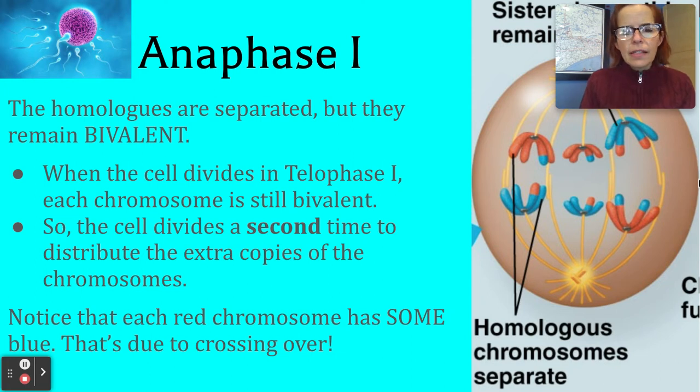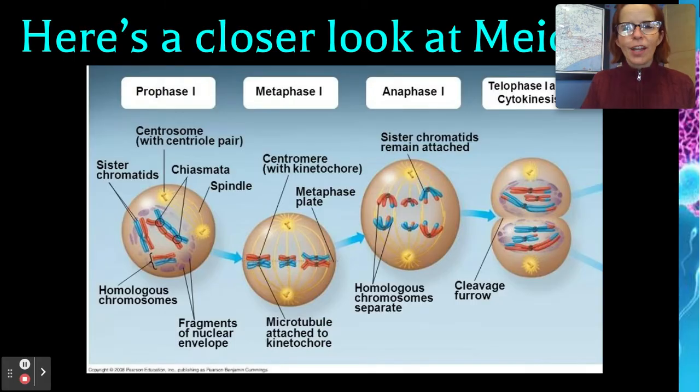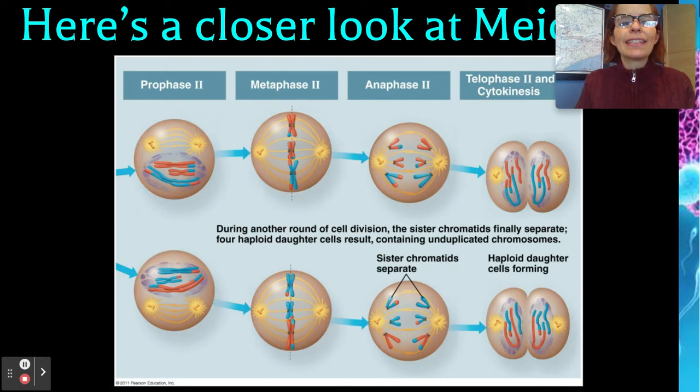So the cell divides a second time to distribute the extra copies of the chromosomes. So when the cell goes through telophase, we're going to get down to the half number. We're going to have haploid cells now. But each of these haploid cells has still got bivalent chromosomes. So we want to separate the bivalent extra DNA. It says, notice that each red chromosome has some blue, and that's due to crossing over. All right, and then telophase is what makes them haploid. And now we'll go on to the second half of meiosis.